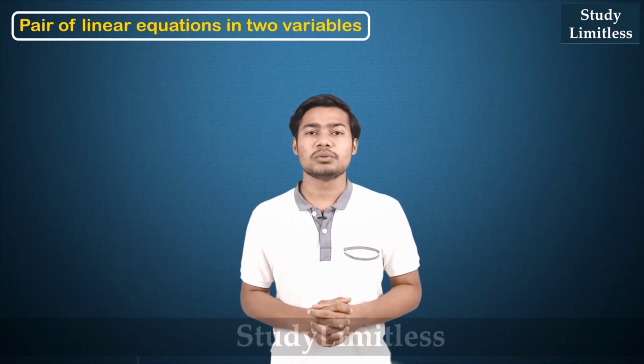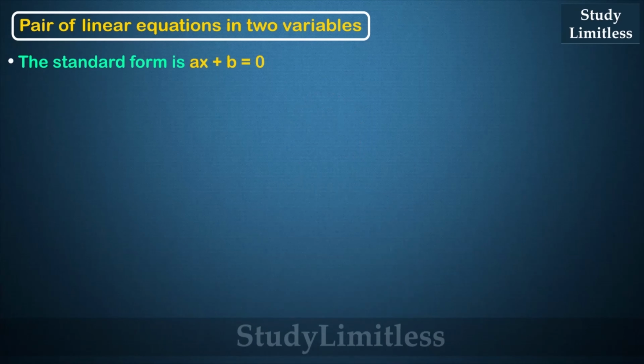Let us consider a situation here. It has the standard form as ax plus b is equal to 0, where a is not equal to 0, and where only x is the unknown and a and b are the constants. Here we can see that we have only one variable, that is x. Let us learn it in this way.